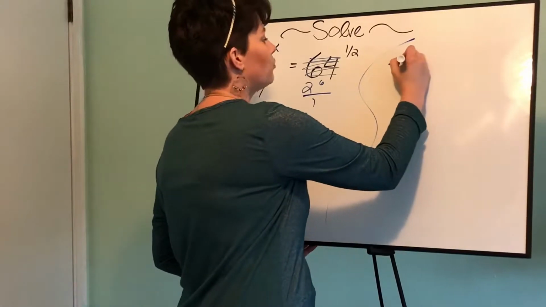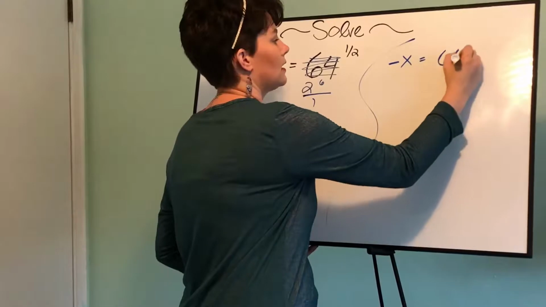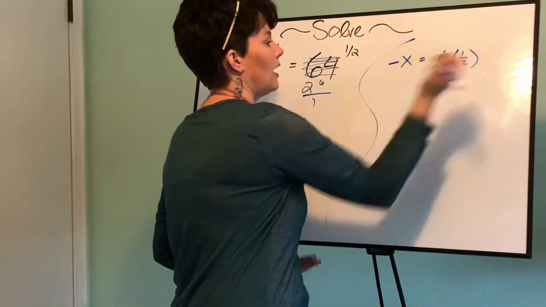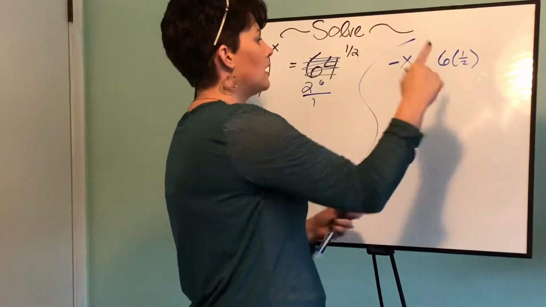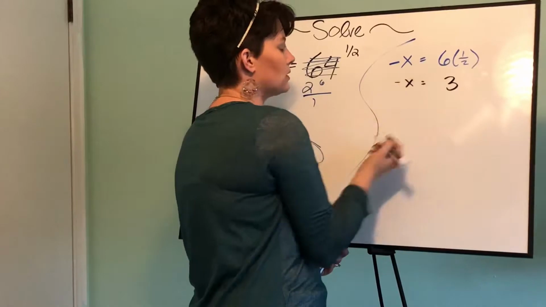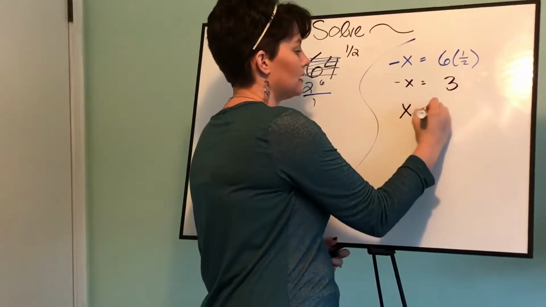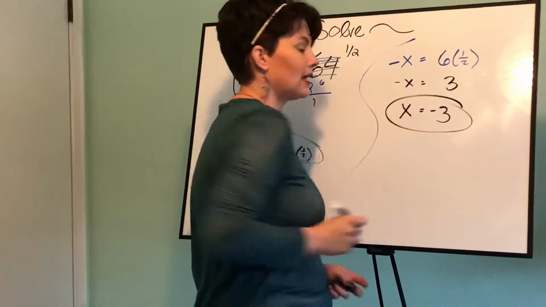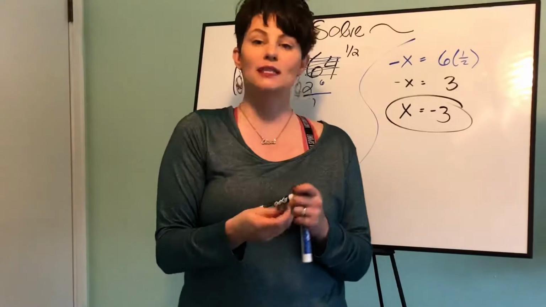So we have negative 1x, or just negative x, equals 6 times 1/2. And now we're going to solve this for x. Well, 6 times 1/2 is 3. So now we have negative x equals 3. Divide a negative out of both of these. That would give you x equals negative 3. So the answer to that problem is x equals negative 3. And that was example 1.